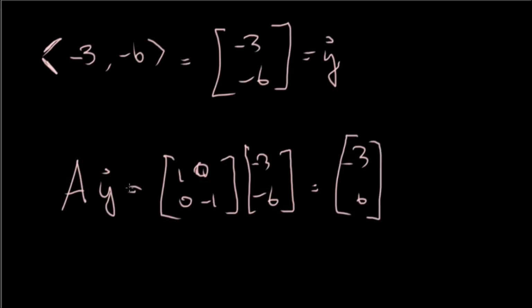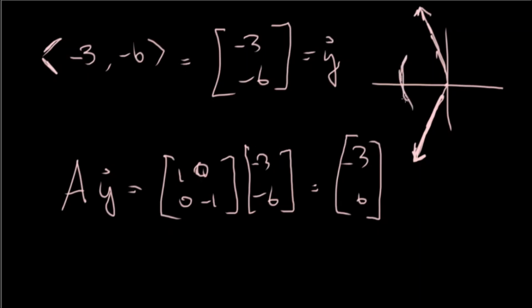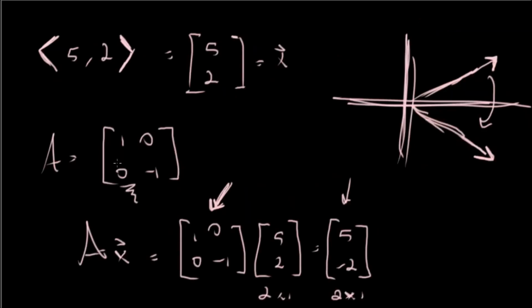So once again, this matrix took in a vector and spat out another vector, and I believe that vector is in fact a reflection over the x-axis still. So we have -3, -6. That's going to be this vector down here. And we have -3, 6. That's going to be this vector up here. And we are once again reflecting in the opposite direction over the x-axis. So it turns out that the matrix A that I had on the previous page has the property of a reflection over the x-axis. It takes vectors and reflects them over the x-axis.